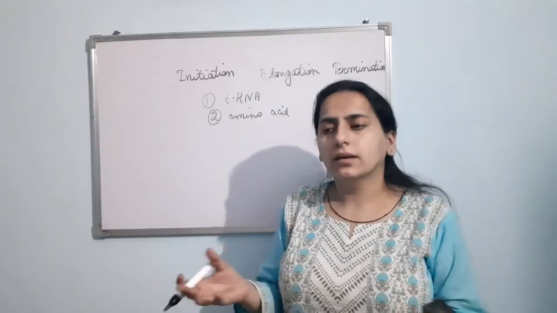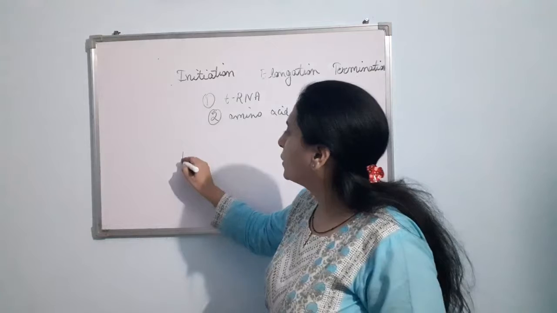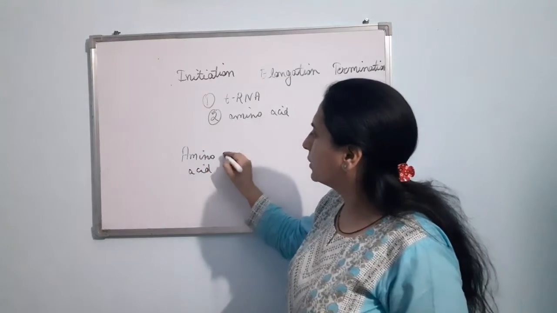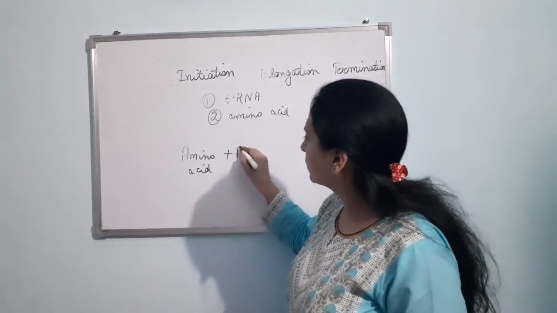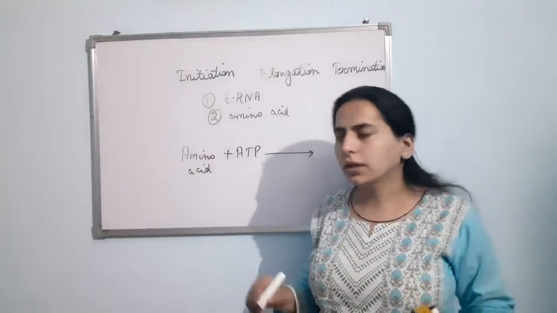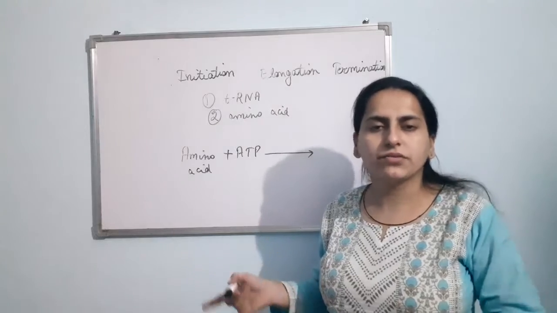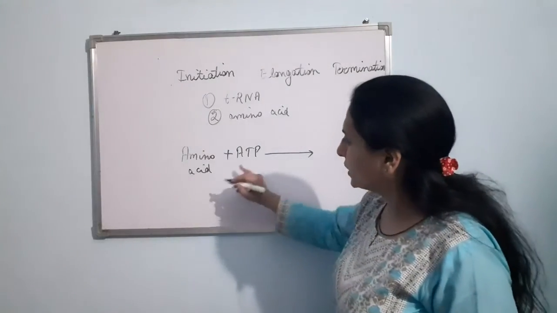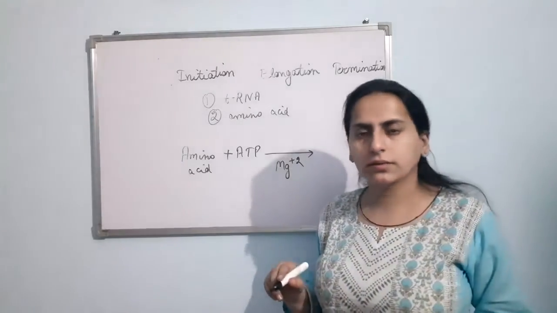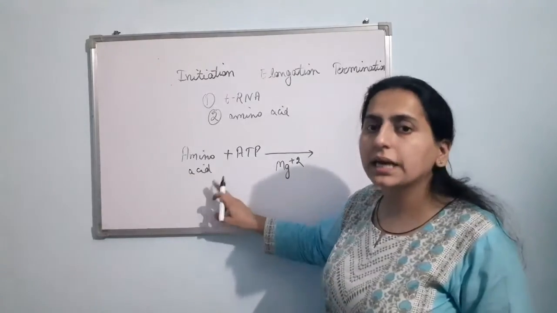They react and bind with the ATP. Okay, amino acid is there, they react with the ATP, and this takes place in the presence of an enzyme, amino acid acyl transferase. Okay, now what will happen? Magnesium ions are also involved in this.